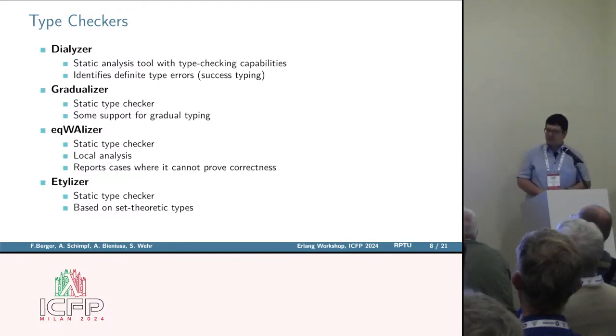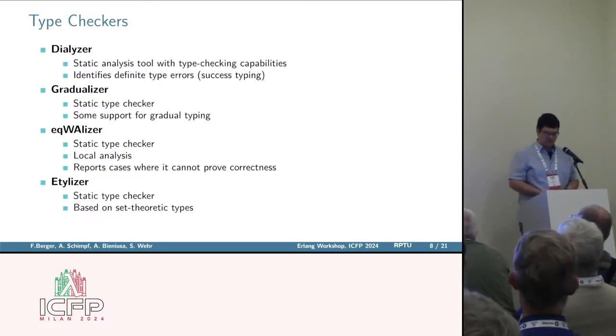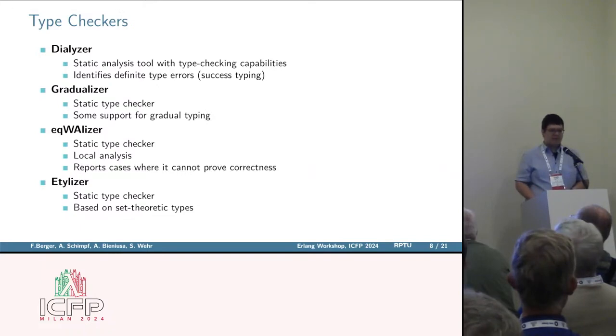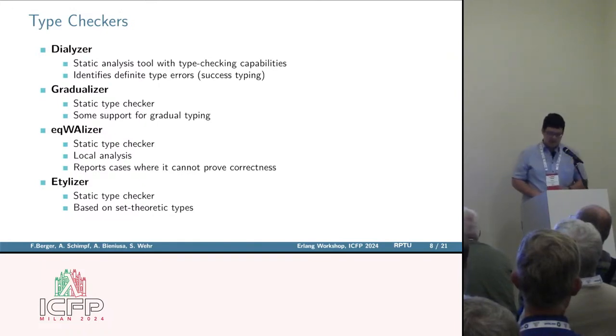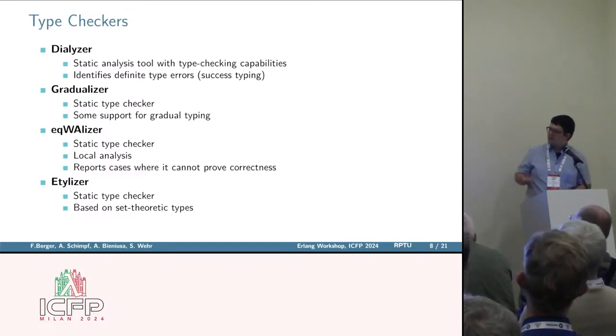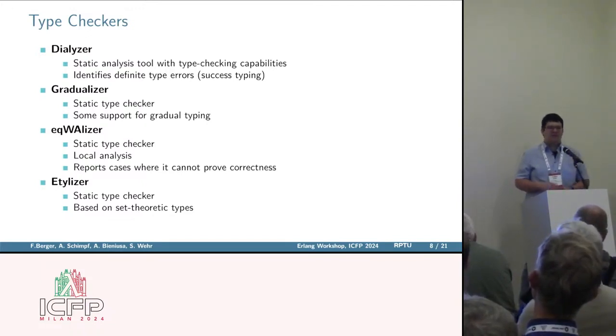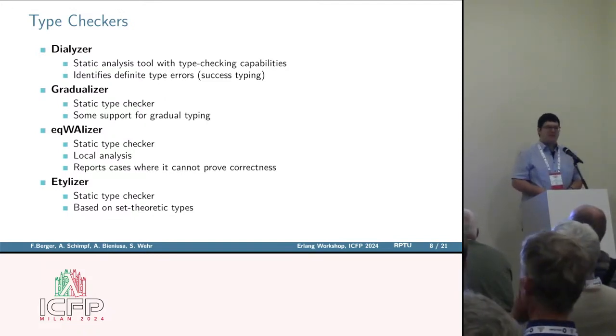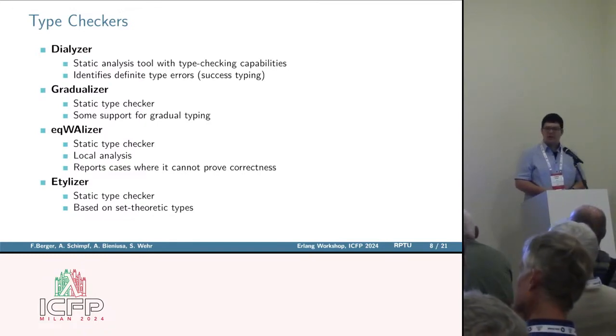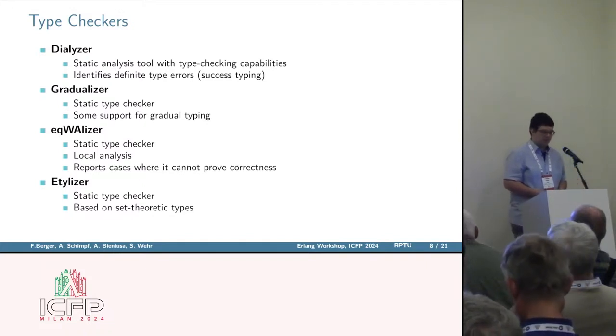Gradualizer is a simple static type checker with some support for gradual typing. eqWAlizer is another static type checker developed by WhatsApp, and it's especially based on local analysis, unlike most of the other tools, so it's based on a per function analysis. And it also has a very important property that it reports cases where it cannot prove correctness, which is, by the way, the opposite of what Dialyzer does with its success typing, where Dialyzer only reports definite type errors. And the final one, Etylizer, our own type checker. It's another static type checker, and unlike the others, it's based on set theoretic types, giving it a nice formal and theoretical foundation for the typing evaluation.